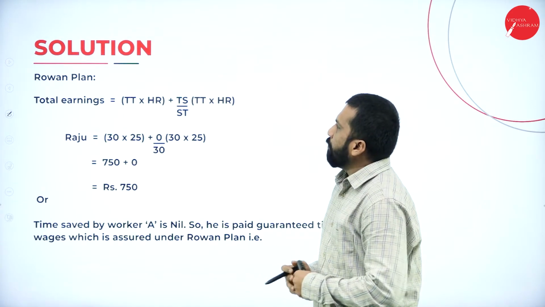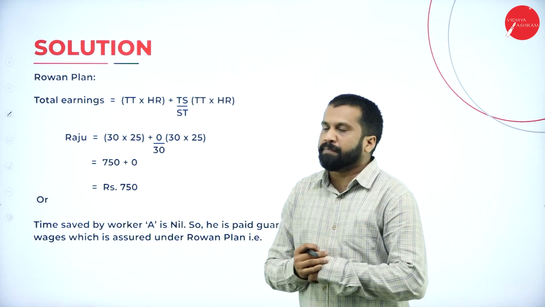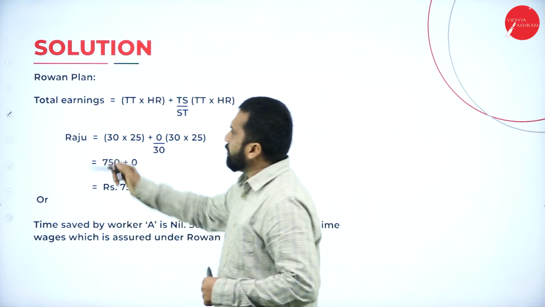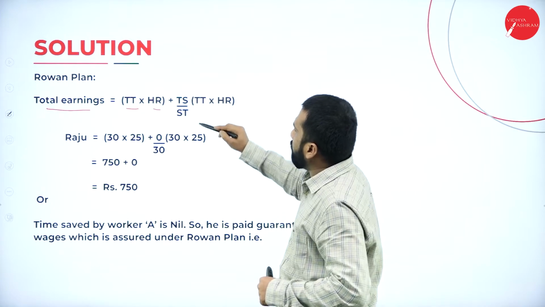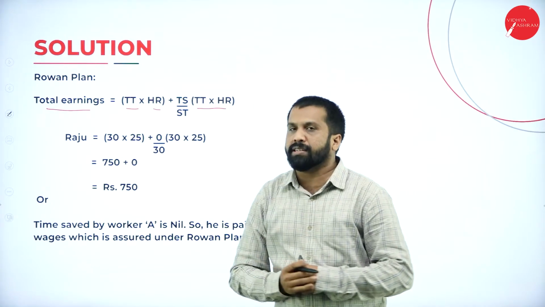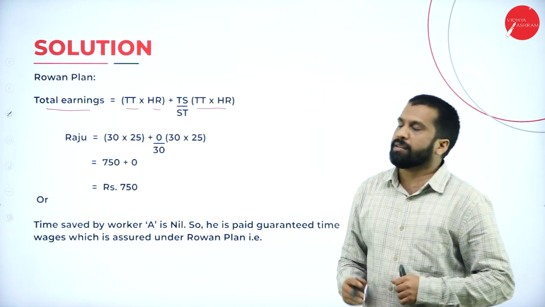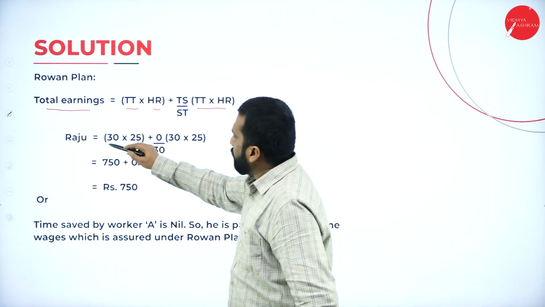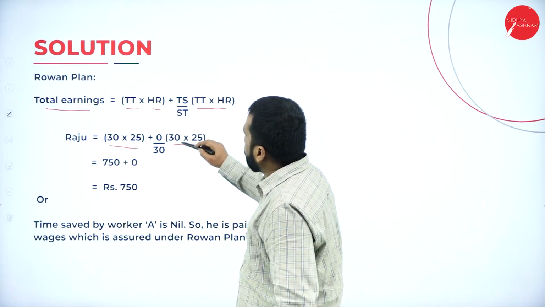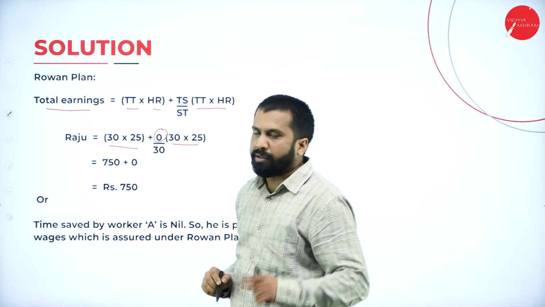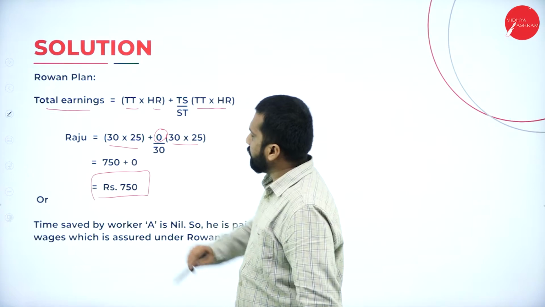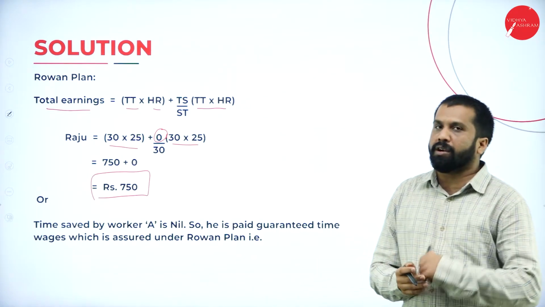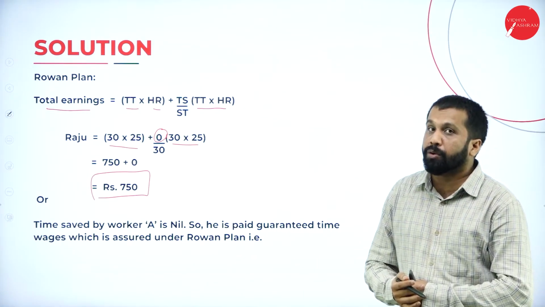Now, we'll go for the next one, the Rowan plan. As per the Rowan plan, total earning is time taken into hourly rate plus time saved divided by standard time into time taken into hourly rate. Now, for the first person, we have 30 into 25, and time saved is 0. Your answer will be 0, and your final answer will be 750. Whatever you got in the wholesale plan, the same thing you will get in the Rowan plan.